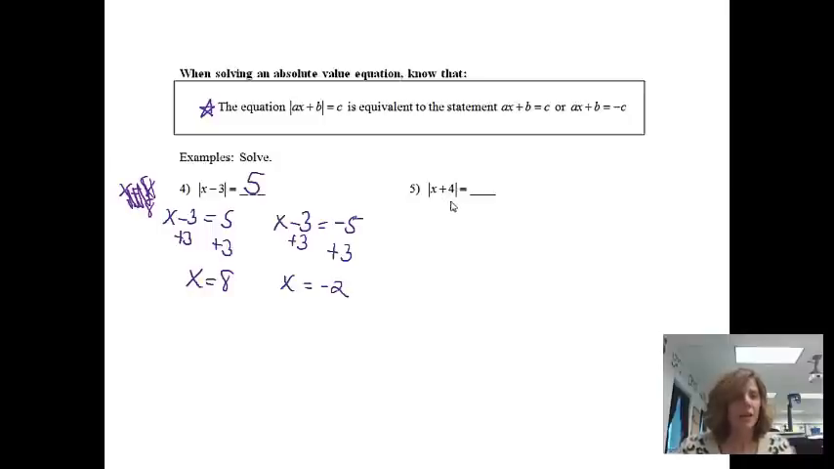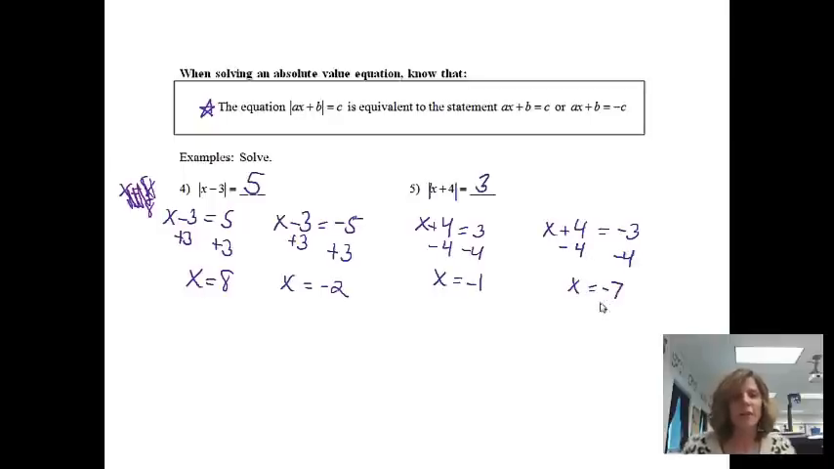All right, if I look at the next one, the absolute value of x plus 4 is equal to 3. What I'm going to do on this one, again, since my absolute value is isolated, I'm going to set up two equations. x plus 4 equals 3, and then x plus 4 equals negative 3. And then we'll just go ahead and solve it. I'll subtract 4 from both sides, so one of my answers will be negative 1. And on the second one, if I subtract 4 from both sides, I will get negative 7.